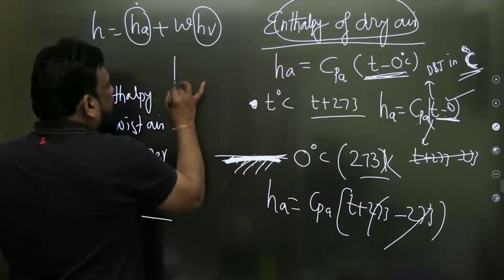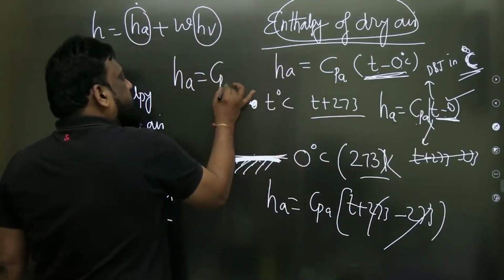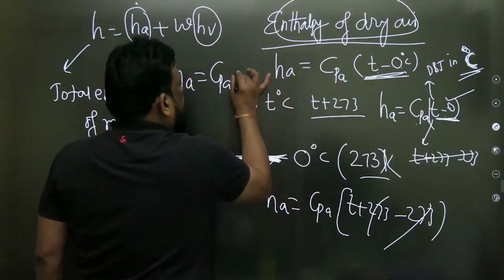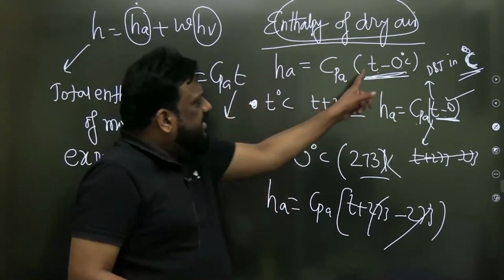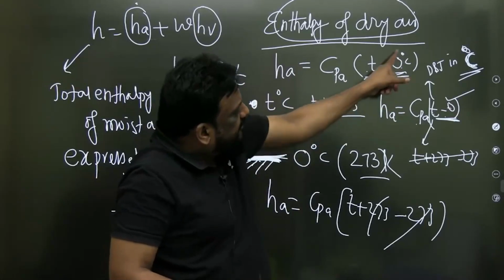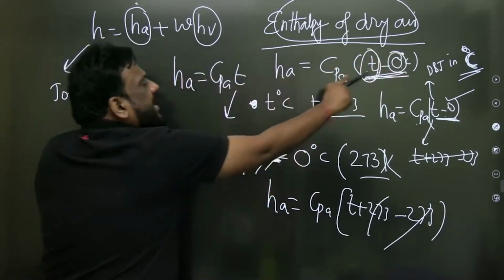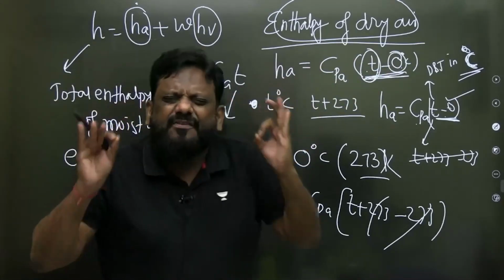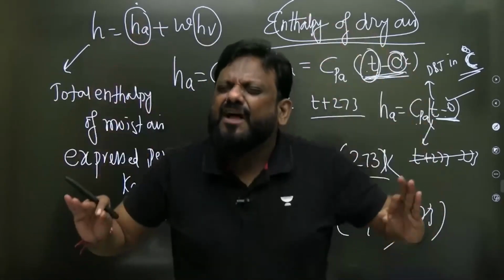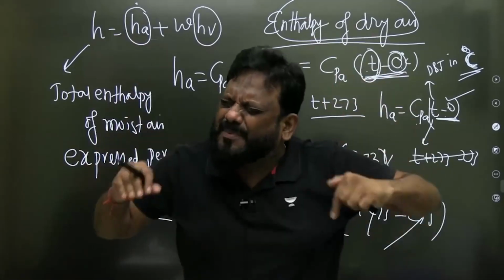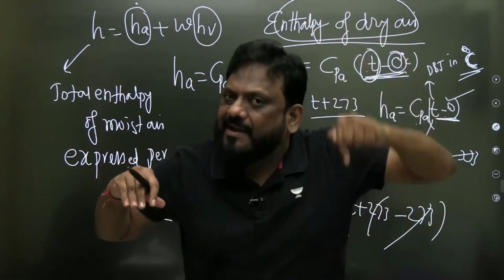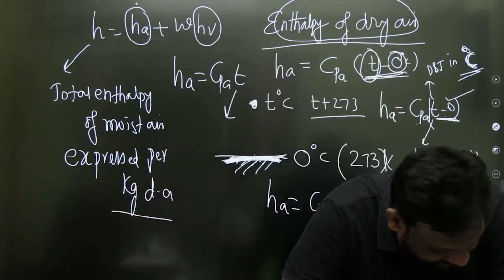Confuse मत होना. Enthalpy of dry air is given by specific heat CPA into T, where T is actually T minus 0 because this is the reference. So as this is in degree centigrade, this should also be in degree centigrade. So T minus 0 is T. So enthalpy of dry air is CPAT, where small t is dry bulb temperature in degree centigrade. Is it clear, sirs?